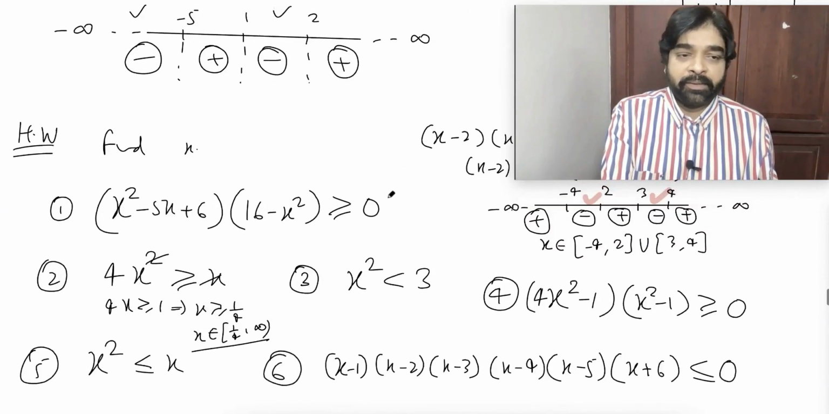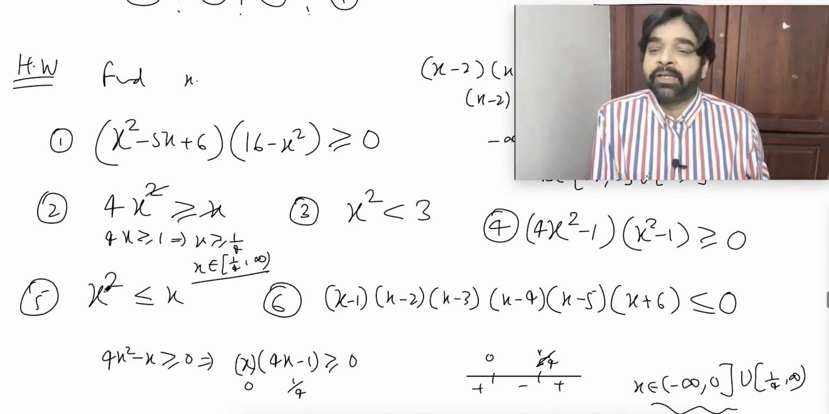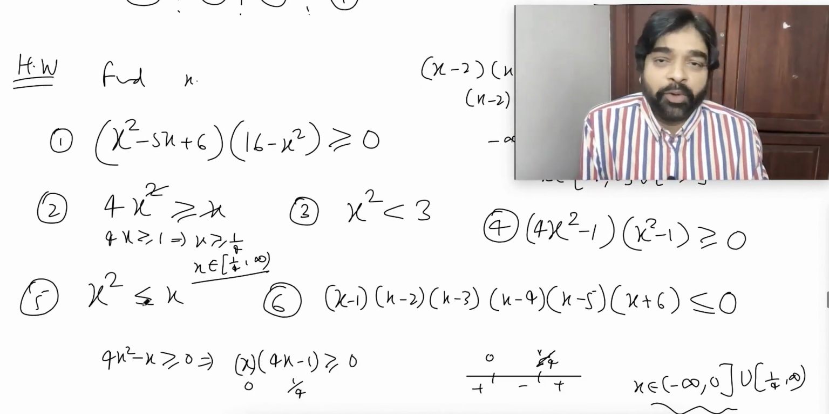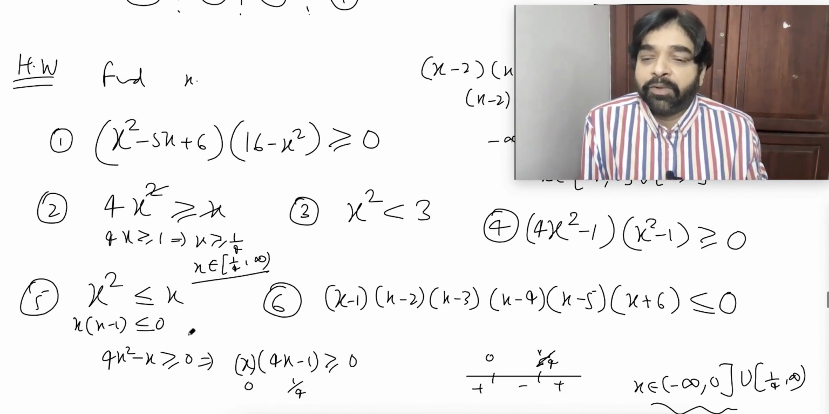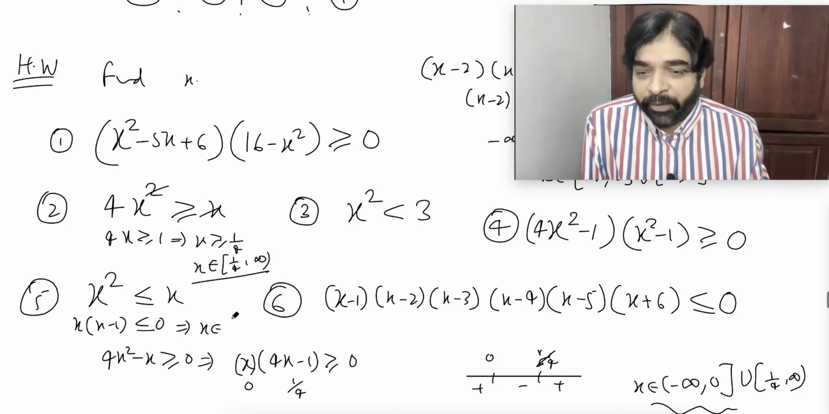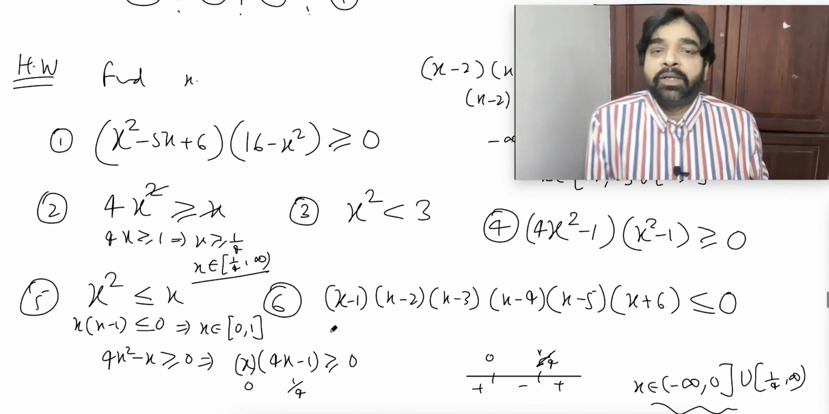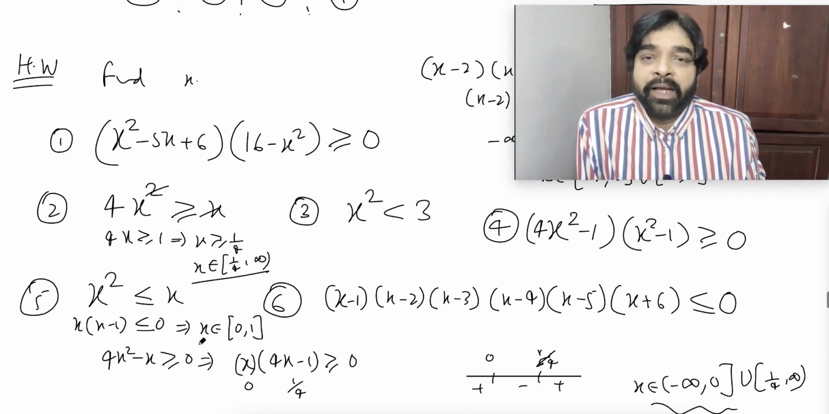Question number 5. Again, same kind of things. x square less than equal to x. Don't try to cancel x. So you'll get x into x minus 1 less than equal to 0. So from here, directly I'm writing the answer. I'm not going to explain. I hope everybody got it. 0 to 1 close. If you draw number line and all, did you understand? x lies between 0 to 1.